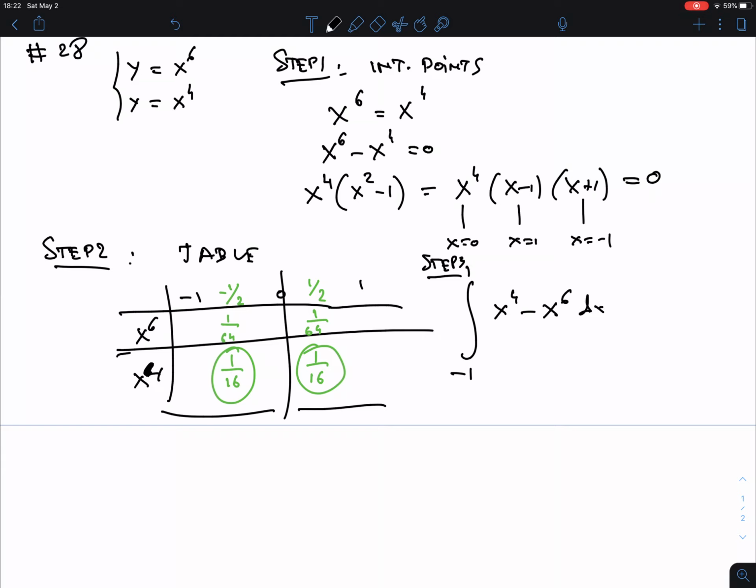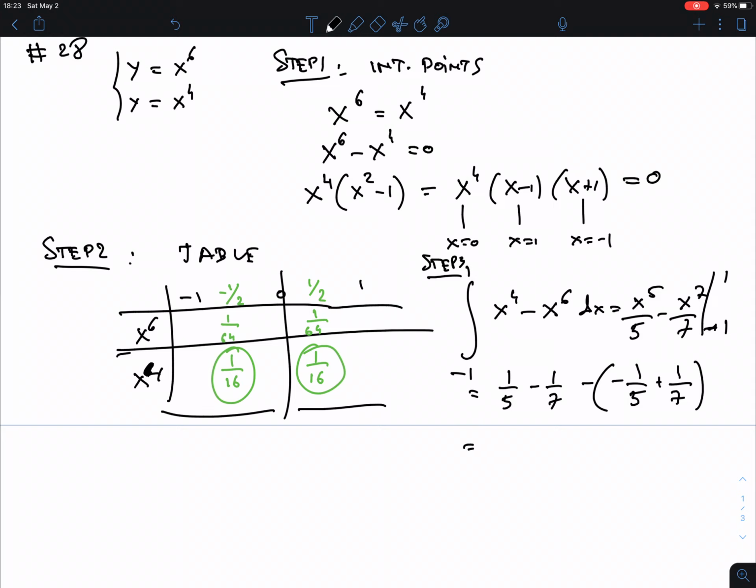Okay, and so this will give me x to the 5th over 5 minus x to the 7th over 7 between minus 1 and 1. So that was 1/5 minus 1/7, minus, now I put in negative 1 here, so these are negative powers, minus 1/5 plus 1/7. And so this all together is 1/5 plus 1/5, so I get 2/5, and then minus 1/7 minus 1/7, minus 2/7.